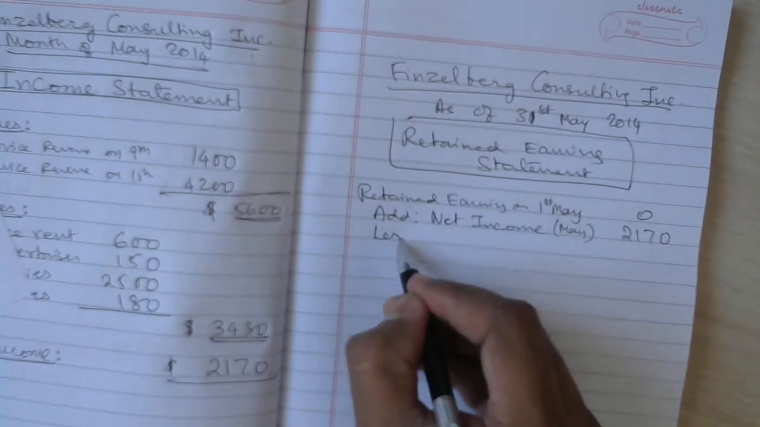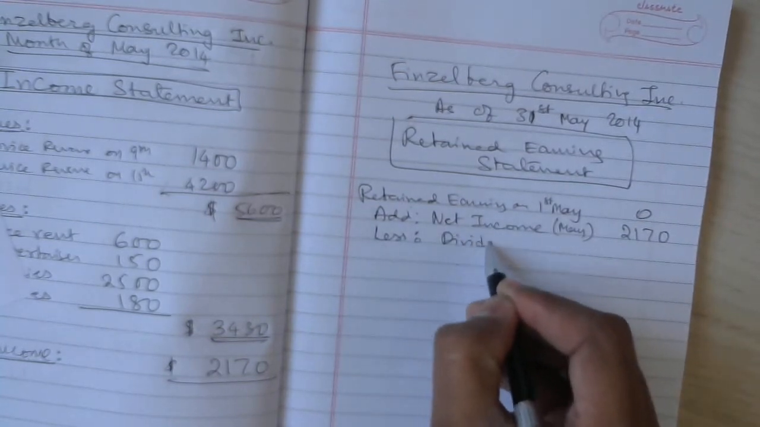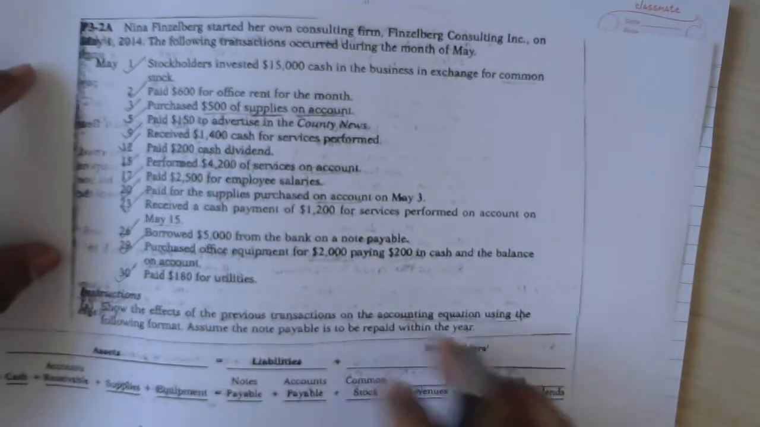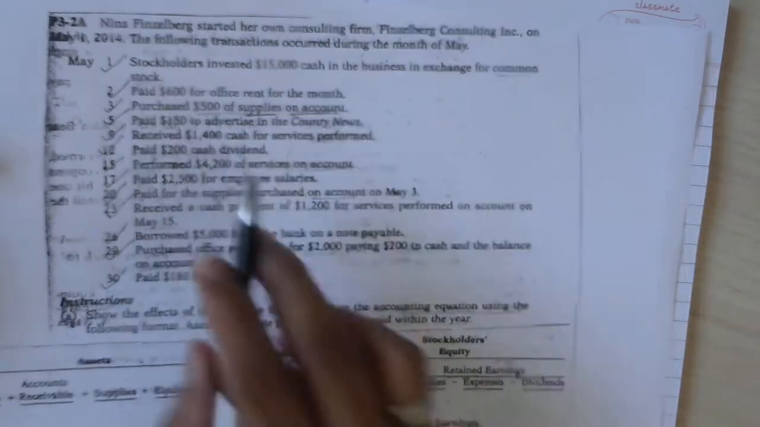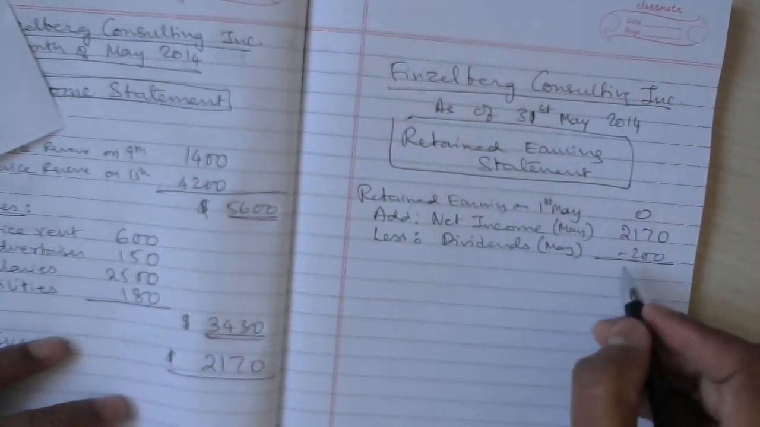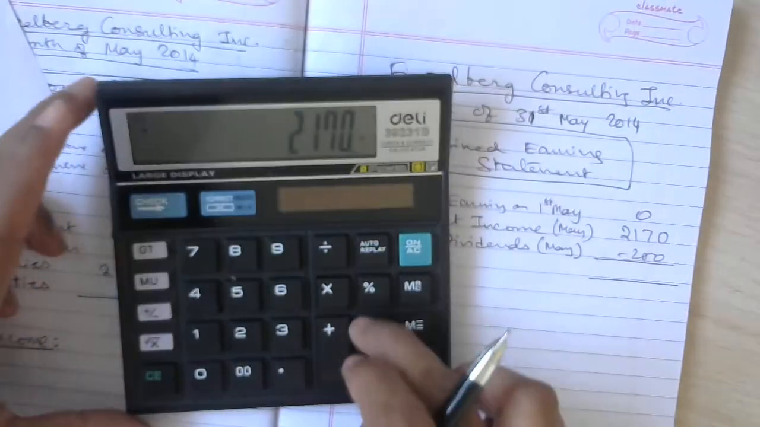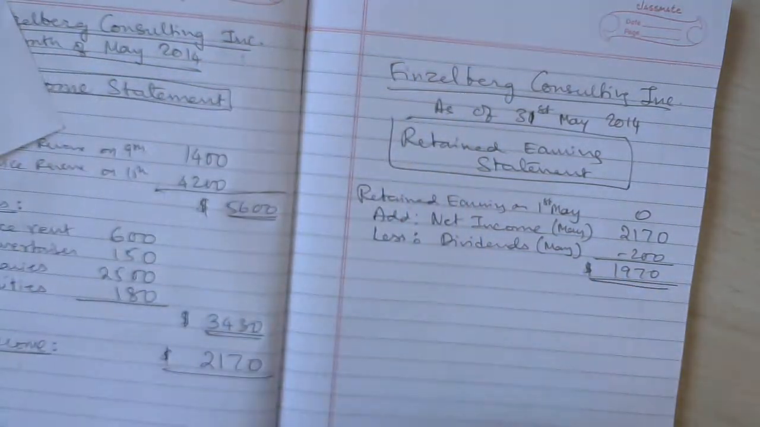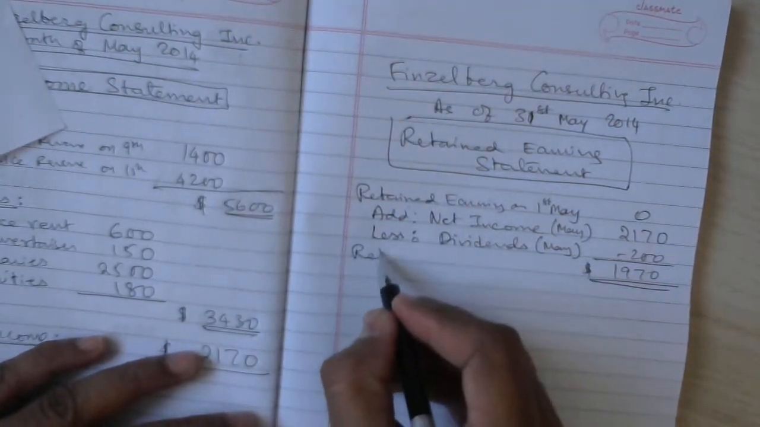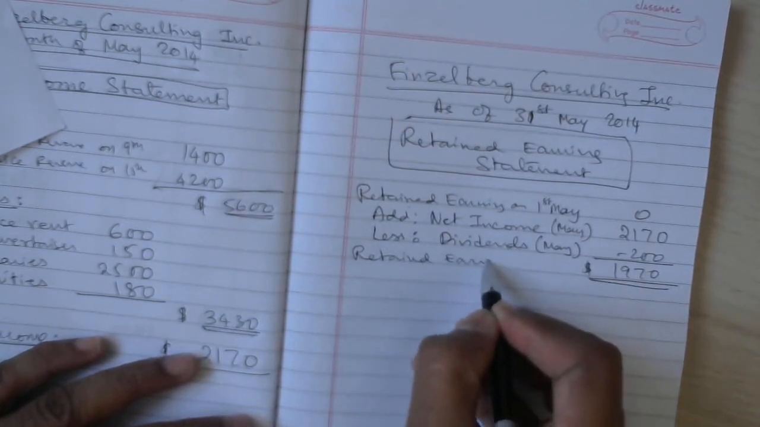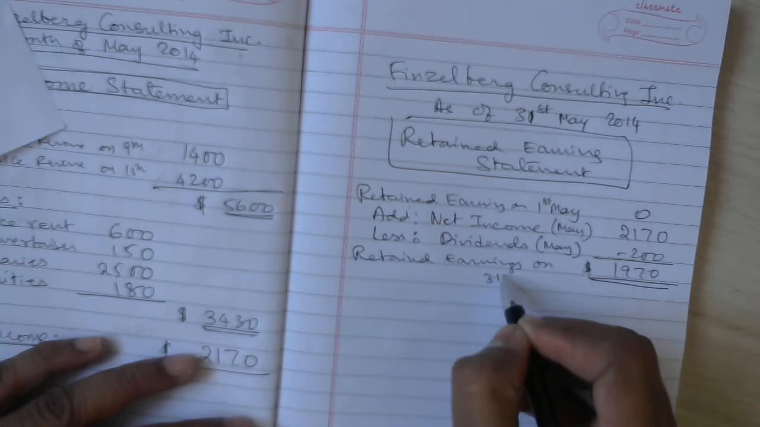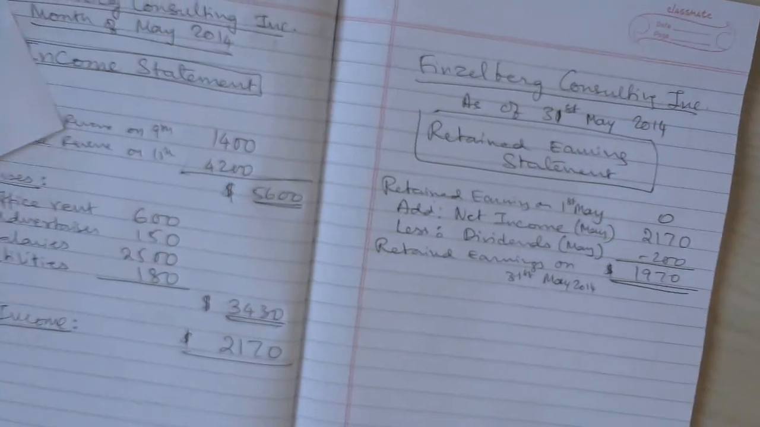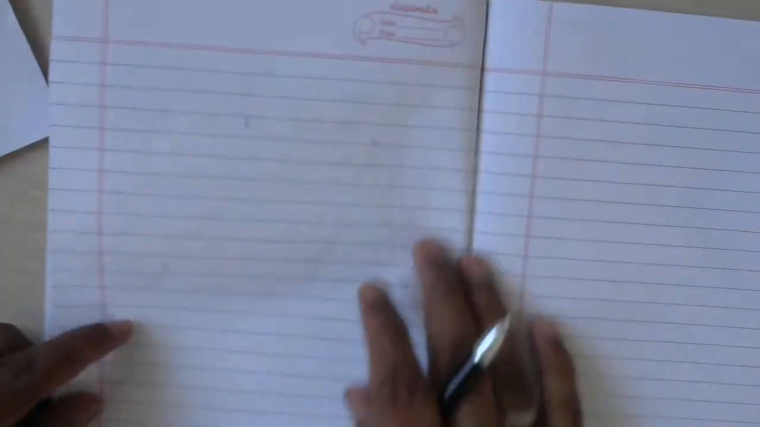Then we less or we subtract dividends paid in the month of May. So what are the dividends paid in the month of May? So here you can see paid 200 cash dividend. Okay, so minus 200. So here I will get 1970 as the retained earnings. Okay, so final retained earnings on 31st May. So now we have the retained earnings, so we can make the balance sheet. Okay, so let's go to the classified balance sheet.